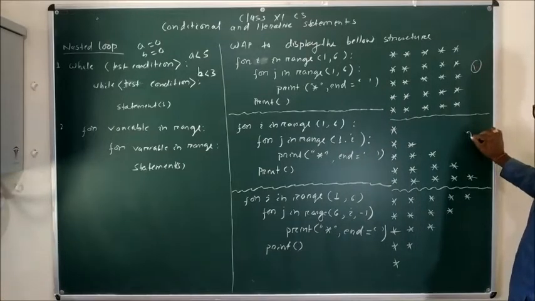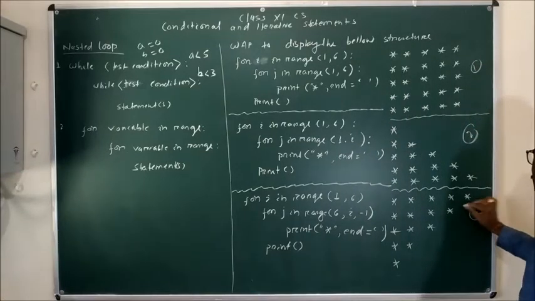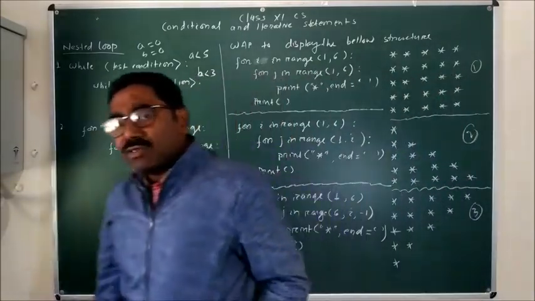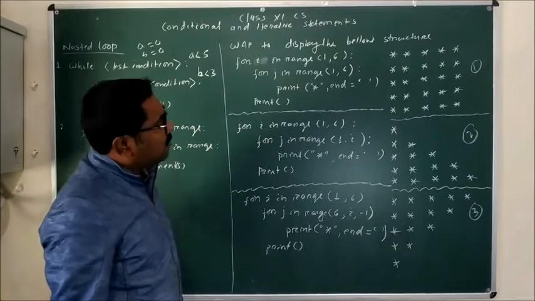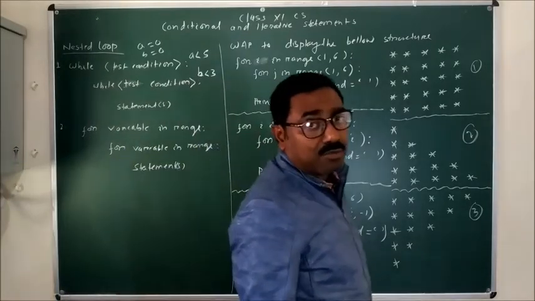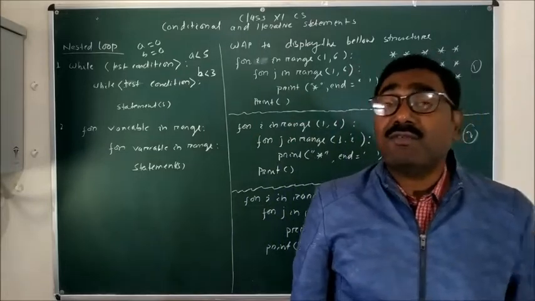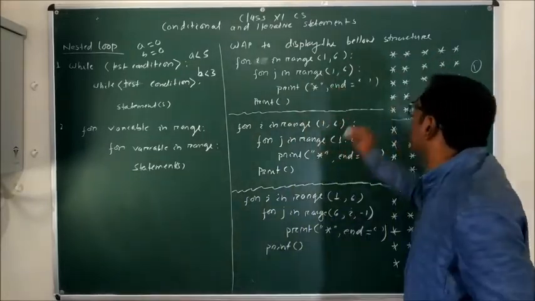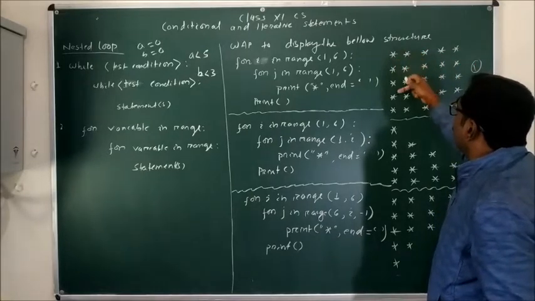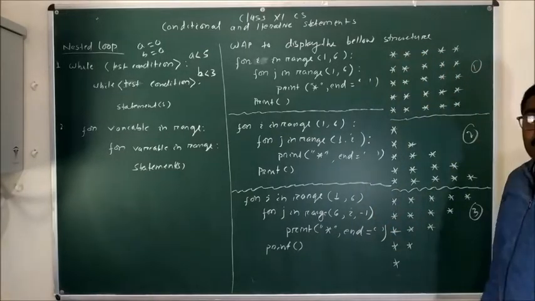This is structure 1, structure 2 and structure 3. Now if you notice structure 1, it is displayed as 5 rows and 5 columns, or the asterisks are arranged in 5 rows and 5 columns. 1, 2, 3, 4, 5: 5 columns are there. And these are the 5 rows.